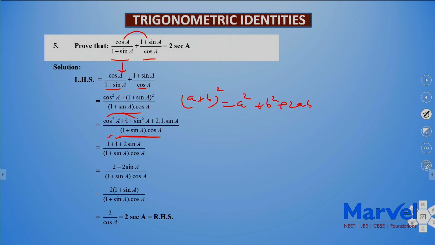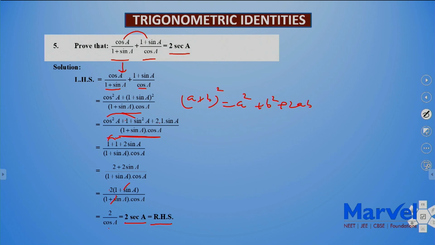So 1 plus 1 is 2, plus 2 sin A, taking out 2 outside, 2 into 1 plus sin A. Now cancelling the common factors, 2 by cos A. That is nothing but 1 by cos A is secant A, the reciprocal of cos is secant A, so 2 secant A, that is the RHS, which is equal to this. So this is the third type under method of cross multiplication.